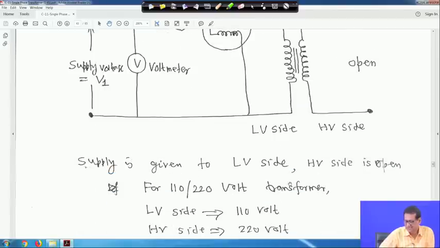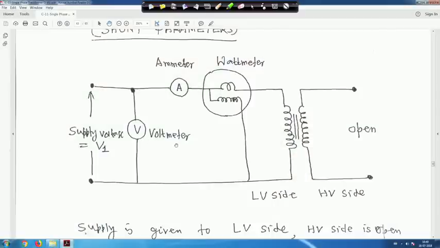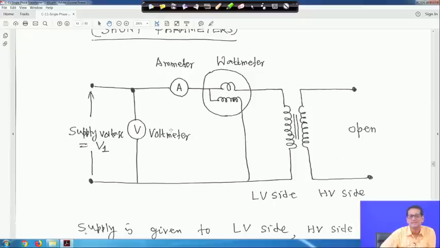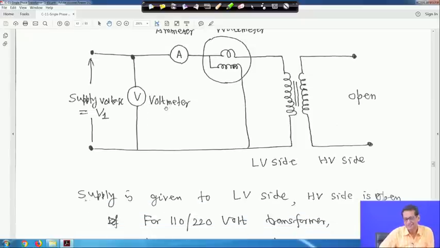Suppose, for example, the low voltage side is 110 volt and the high voltage side of the transformer is 2 kV. In the laboratory the 2 kV may not be available. For the open circuit test you need full voltage, that is why you perform the open circuit test on the low voltage side in the laboratory, but either side is possible, you will get the same result, the same parameter values Rc and Xm.